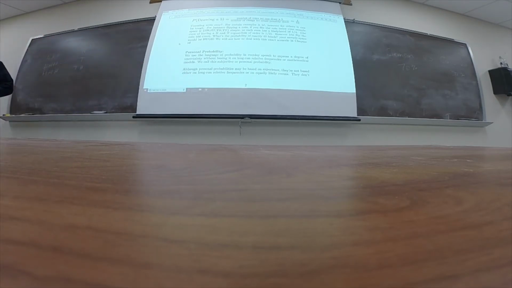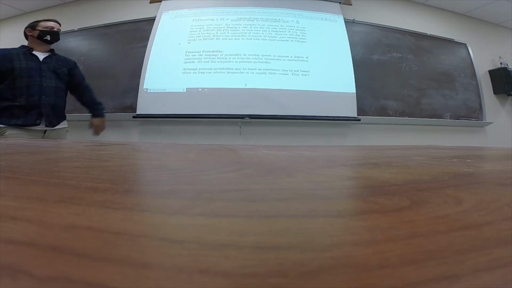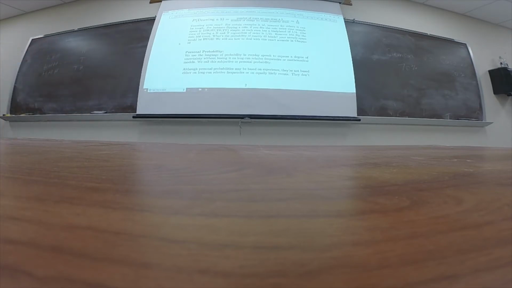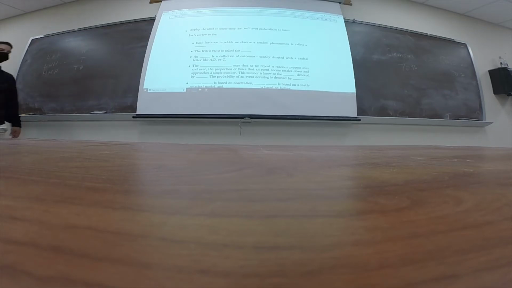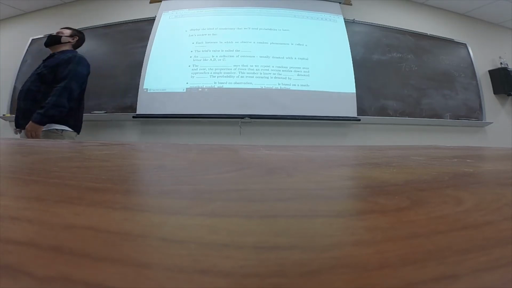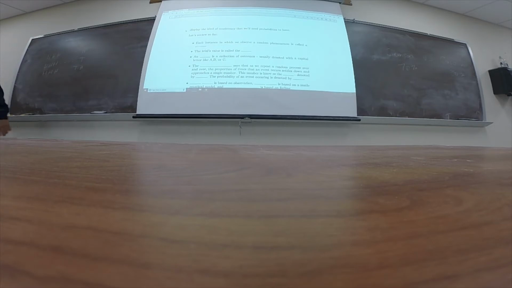Although personal probabilities may be based on experience, they're not based on either long-run relative frequencies or equally likely events. They don't display the kind of consistency that we'll need the probabilities to have. Personal probabilities would be like if I was shooting basketball, I set up for a free throw, and I said, I feel like I've got a 90% chance of making this free throw. I didn't go out and do an experiment, stand on the line, shoot 10 free throws, make 9, and use that as my percent. I just felt like that's the chance I had when I was shooting that time. It's a personal probability. That's the example I use for that.